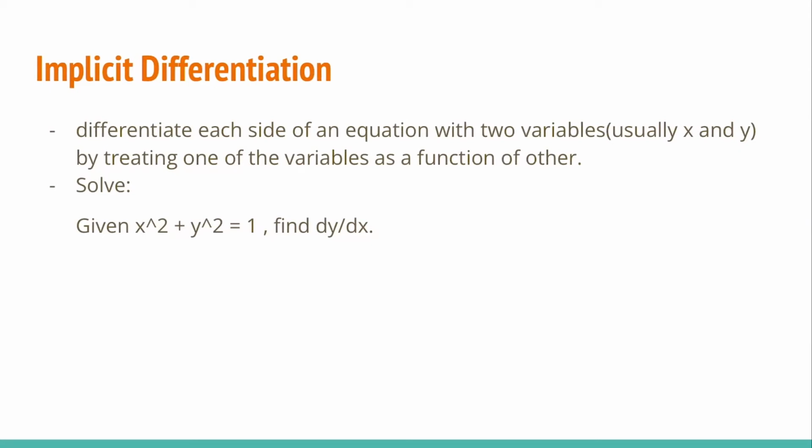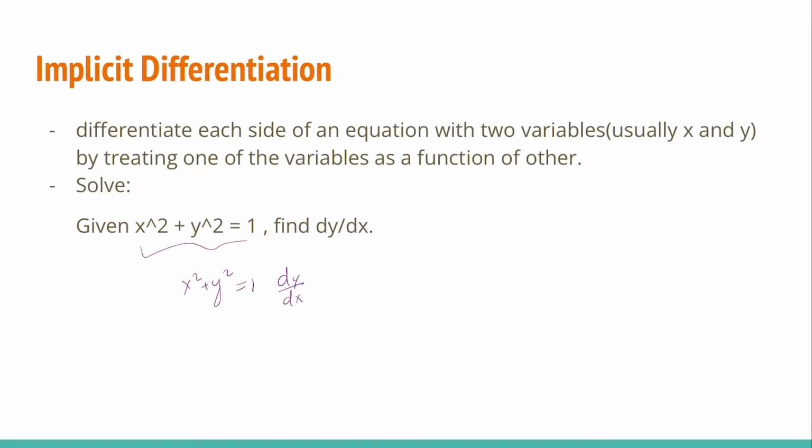Implicit differentiation is kind of like taking each side of the equation and separating the variables in each side of the equation, treating one of the variables as a function of the other. So what do I mean by that? For example, let's say we have a problem given as x squared plus y squared equals 1, right? Then we need to find dy over dx.